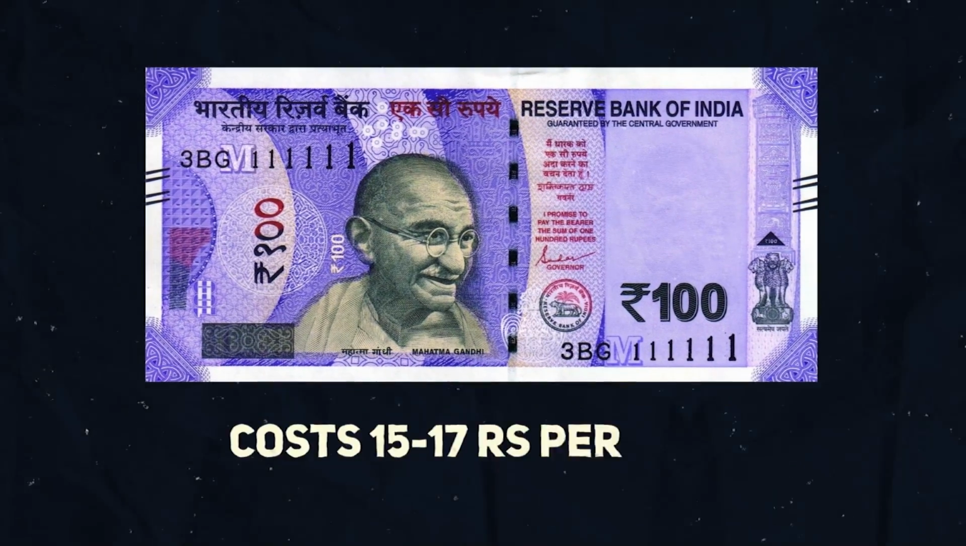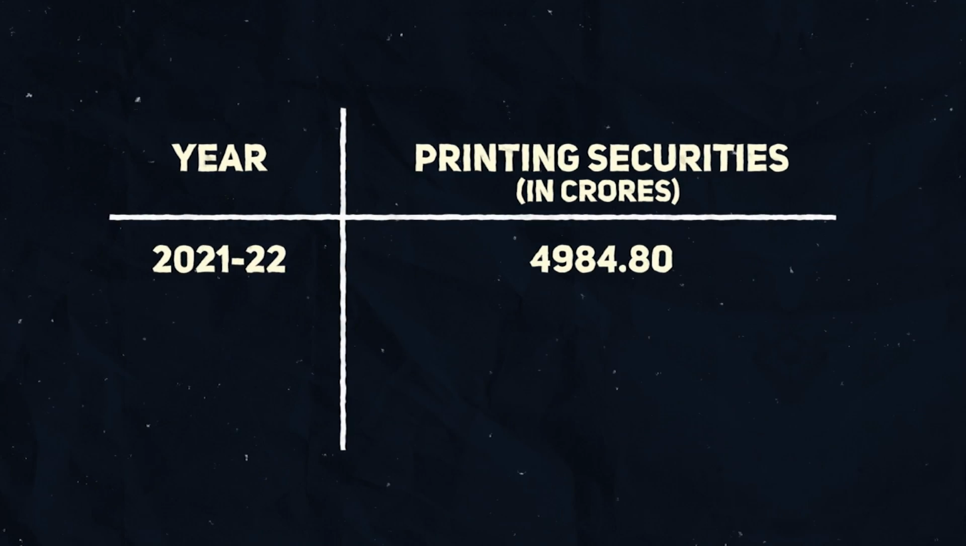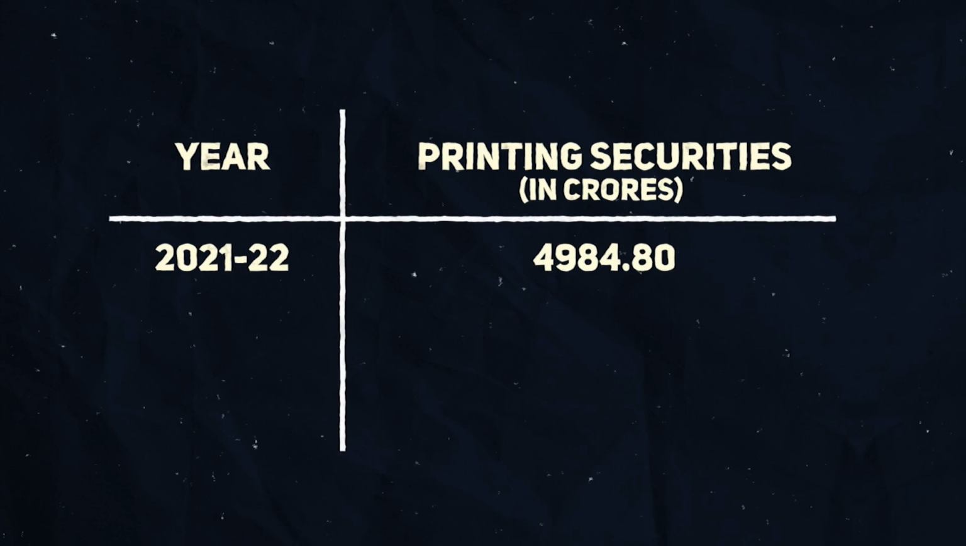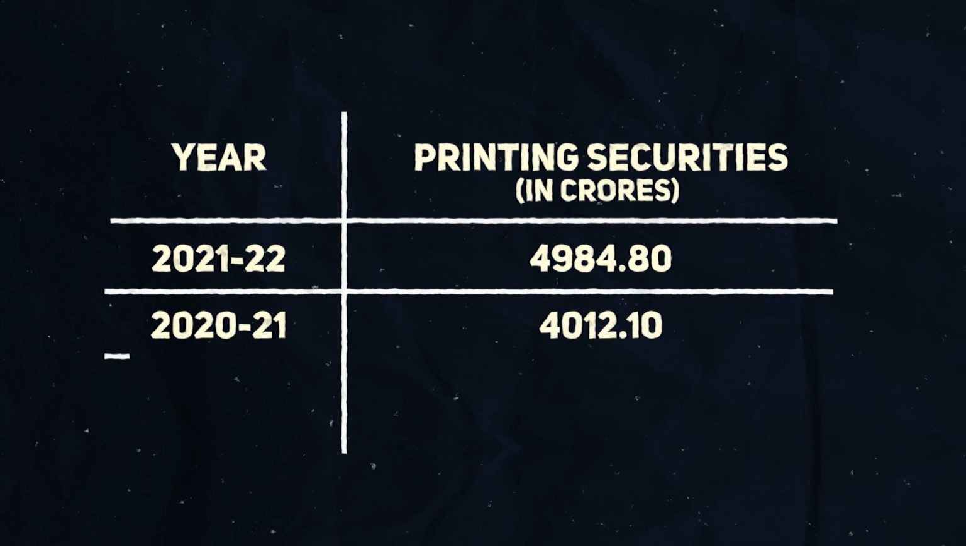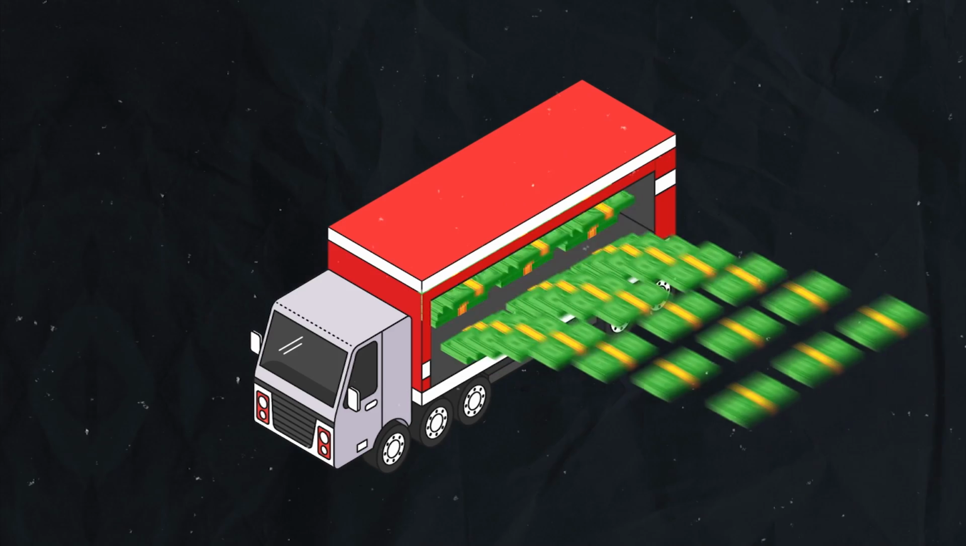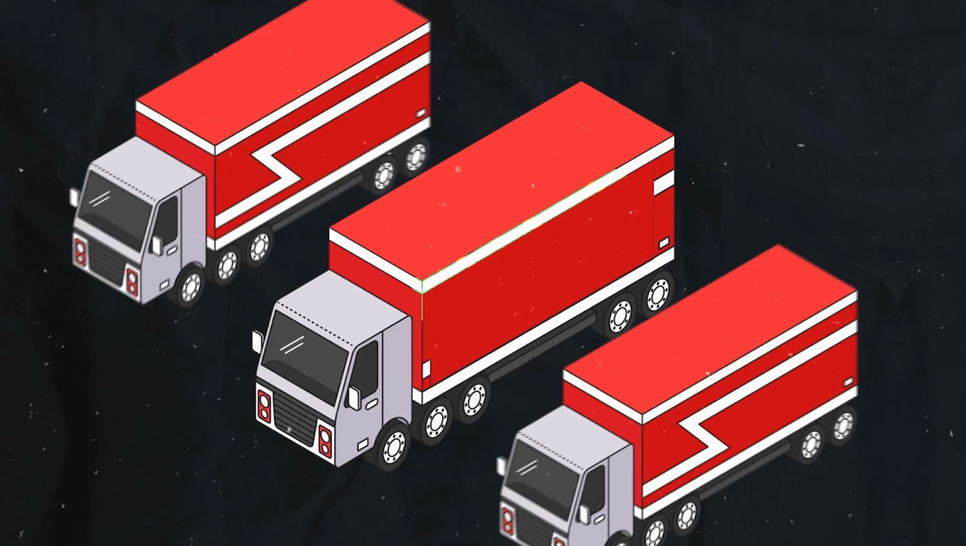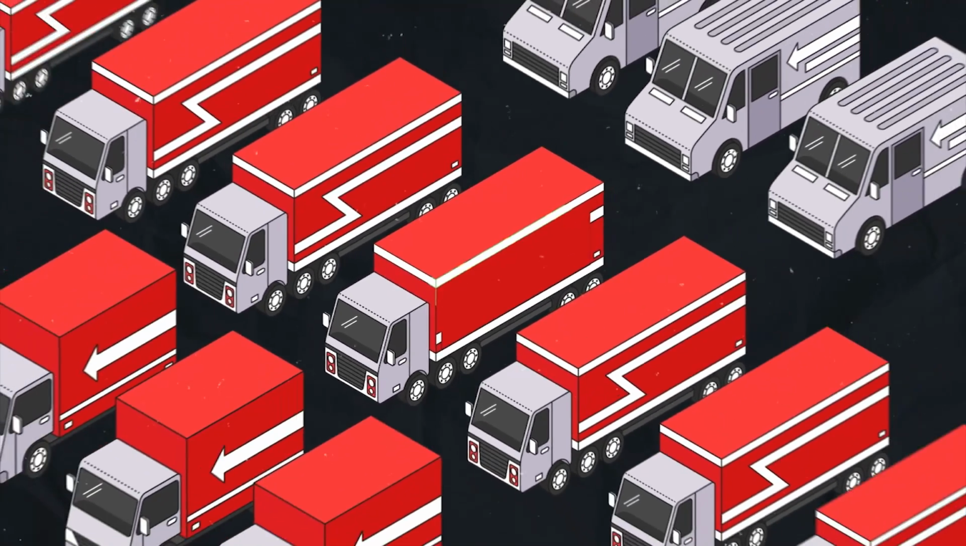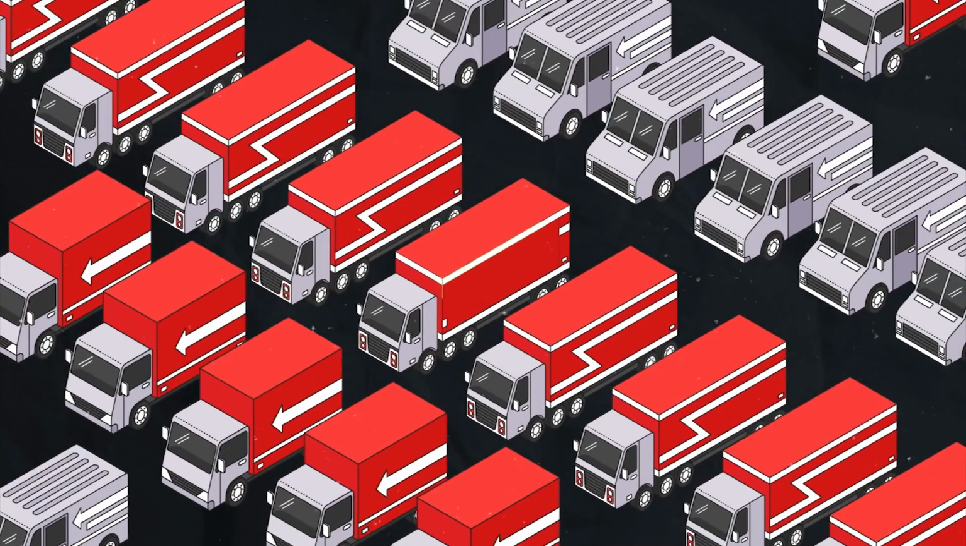To start off, did you know that for printing every 100 rupee note, it costs RBI 15 to 17 rupees? This translated to an expenditure of approximately 5,000 crores for printing securities during 2021-22 and more than 4,000 crores in the previous year. And to further add to the woes of RBI, as demand for smaller denominations increases, this cost shoots up. Furthermore, the transportation of physical currency notes to remotest parts of India's geographic stretch to fulfill the currency flow in the economy incurs yet another huge logistics cost.